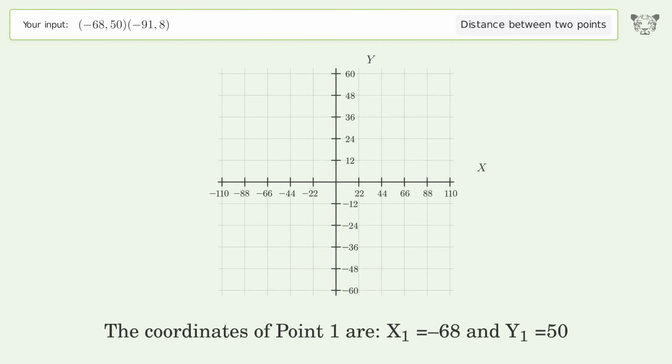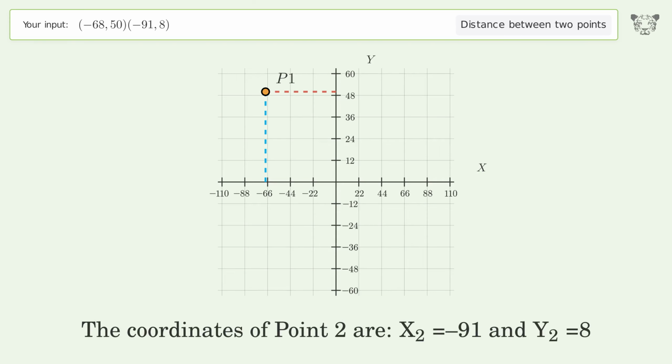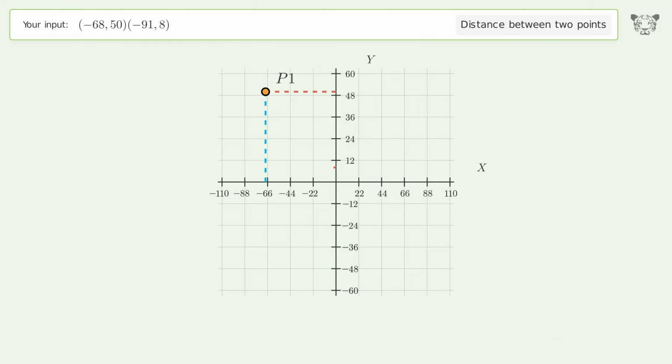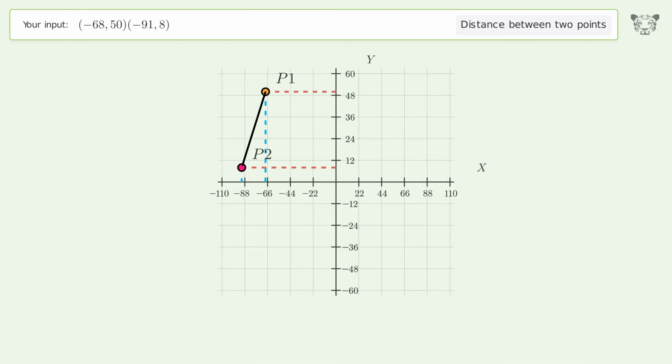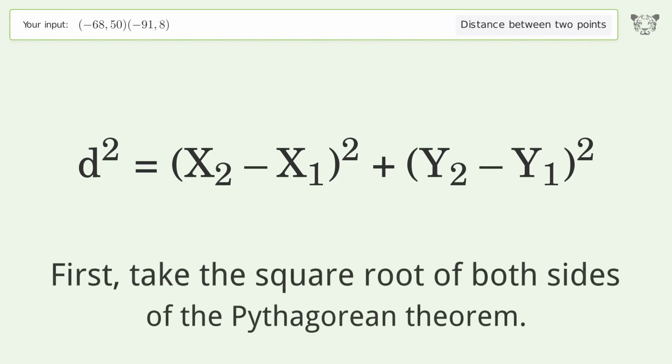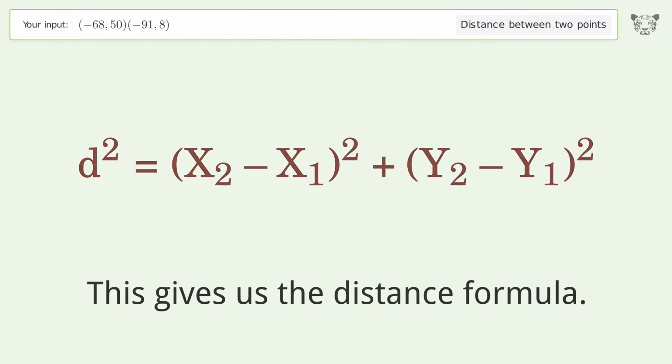The coordinates of point 1 are, x1 equals -68 and y1 equals 50. The coordinates of point 2 are, x2 equals -91 and y2 equals 8. D is the distance between the 2 points. First, take the square root of both sides of the Pythagorean theorem. This gives us the distance formula.